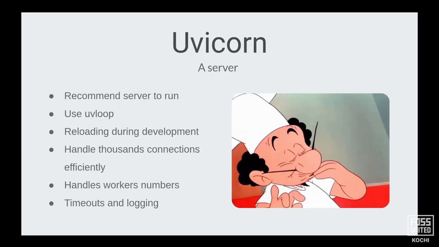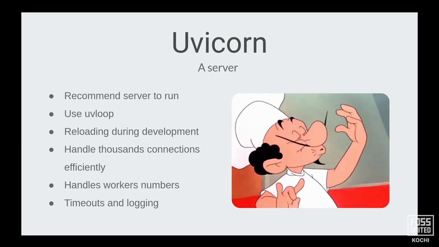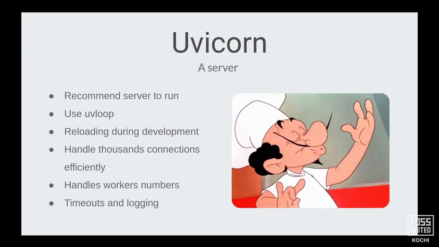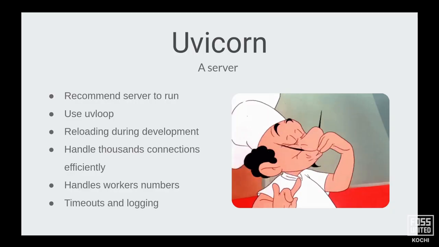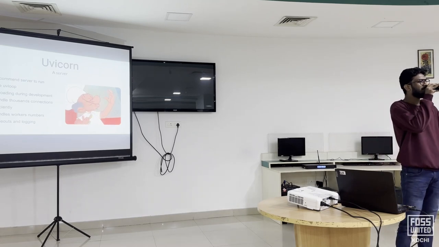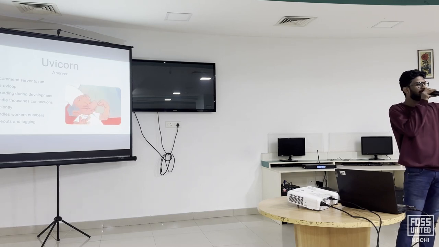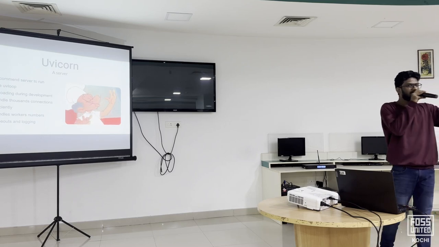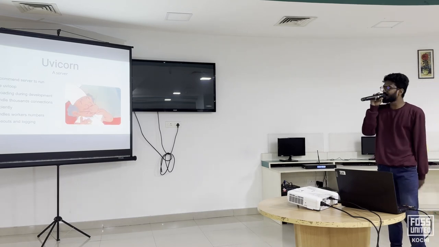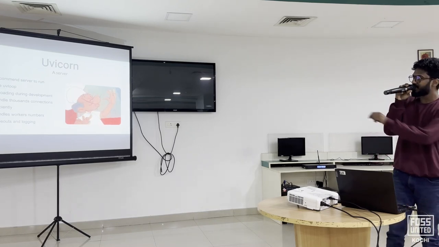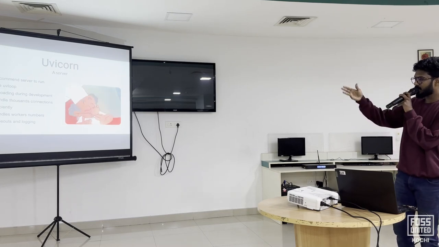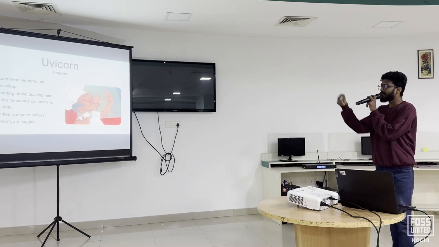So what is Uvicorn? It is actually perfect, because it is one of the fastest ASGI servers currently out in the market. Uvicorn is the recommended server to run FastAPI and Starlette both. It is using uvloop, because that is one of the fastest event loops available in Python. Uvicorn also allows you to run the backend server in hot reload mode. If you have worked with Flutter or any other front-end development software, you have already worked with the hot reload thing. That was super useful. For backend development, Uvicorn integrates the hot reload feature in the development phase, and it can obviously handle thousands of connections. And you can handle workers and timeouts and logging just like any other framework.